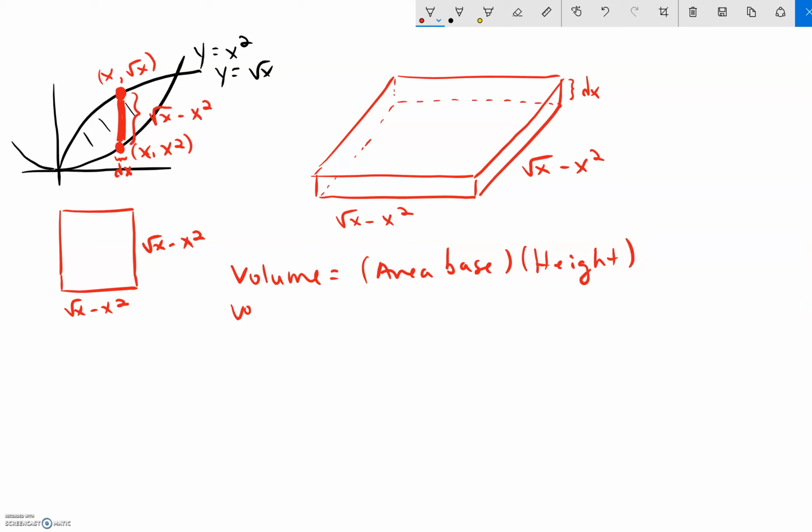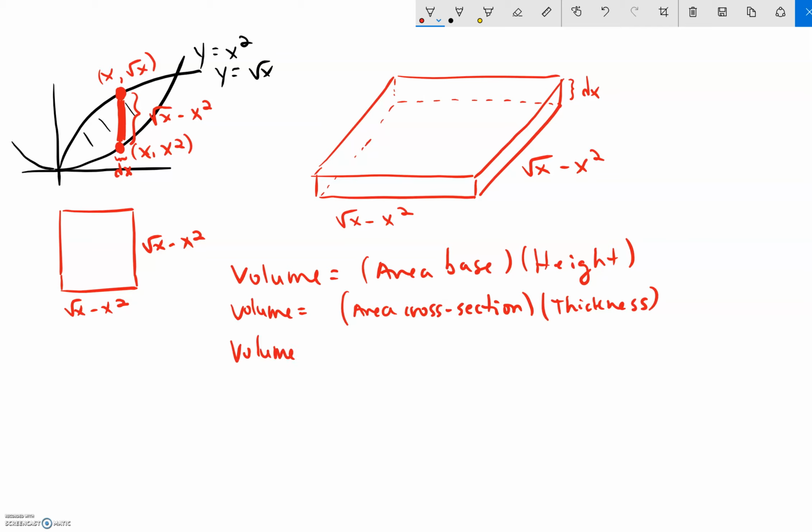For these particular problems, I want you to learn it in the sense that the base is going to be the cross section, so it's going to be the area of the cross section. And the height is going to be that thickness that we gave, which is either going to be a dy or dx. On this particular problem, it's going to be a change in x.